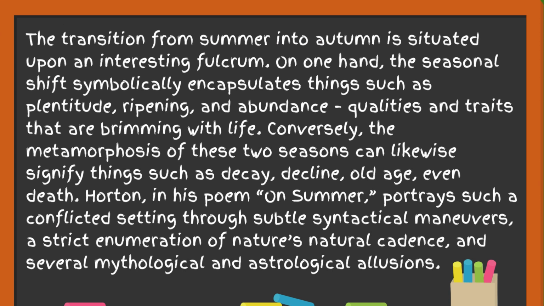The transition from summer into autumn is situated upon an interesting fulcrum. On one hand, the seasonal shifts symbolically encapsulate things such as plenitude, ripening, and abundance, qualities and traits that are brimming with life. Conversely, the metamorphosis of these 2 seasons can likewise signify things such as decay, decline, old age, even death. Horton, in his poem On Summer, portrays such a conflicted setting through subtle syntactical maneuvers, a strict enumeration of nature's natural cadence, and several mythological and astrological allusions.